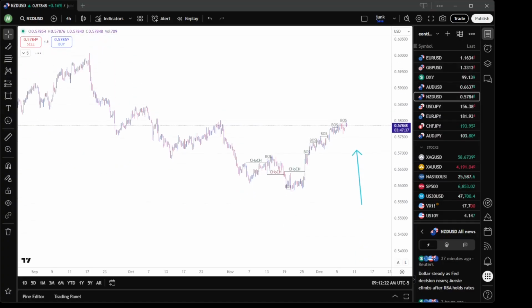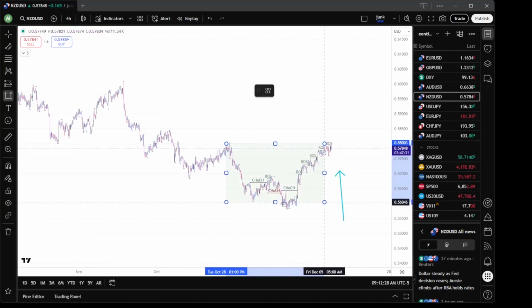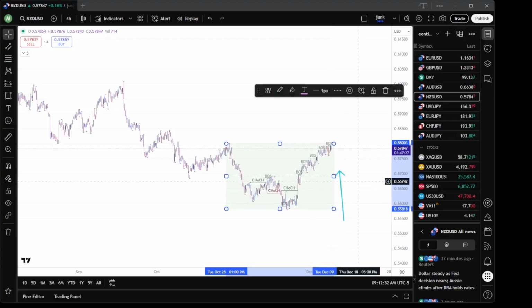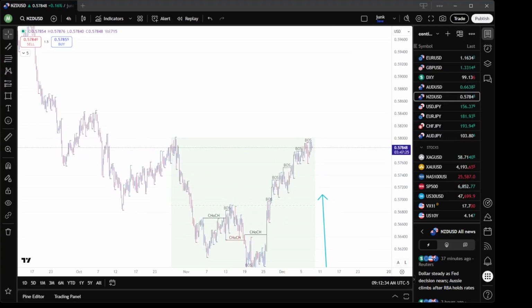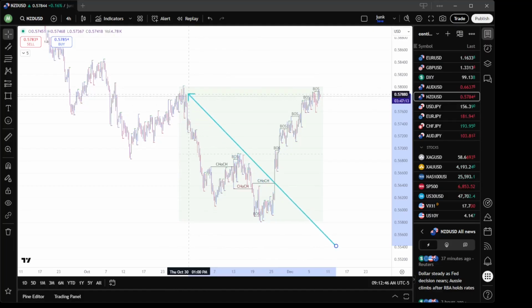NZD USD, let's go back at the current range. See the overall range we're dealing with. We do know NZD continued bearish, another lower high and a lower low. Buyer step back up, broke to the upside, and took out that lower high. So waiting to see how price does when it comes up back to this area.